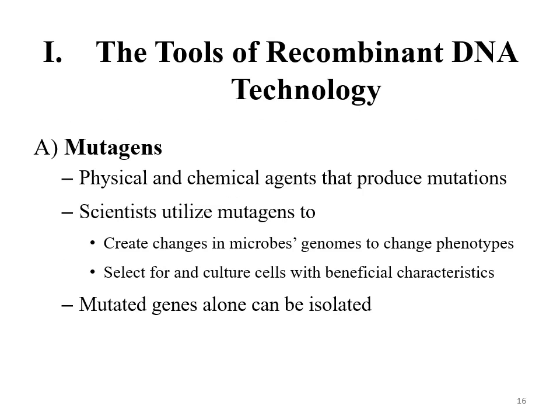The first one is mutagens. Mutagens are physical or chemical agents that produce mutations. Scientists utilize mutagens to create changes in microbes' genomes, to change phenotypes, and to select for and culture cells with beneficial characteristics. Then the mutated genes alone can be isolated.